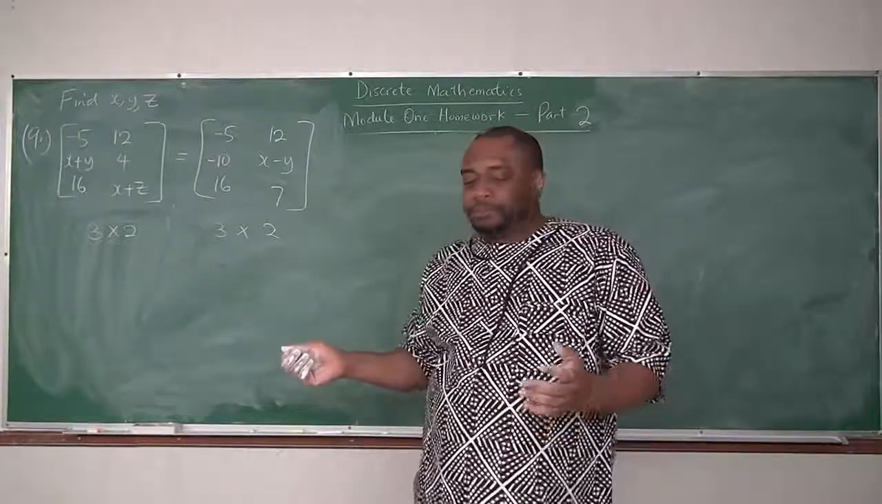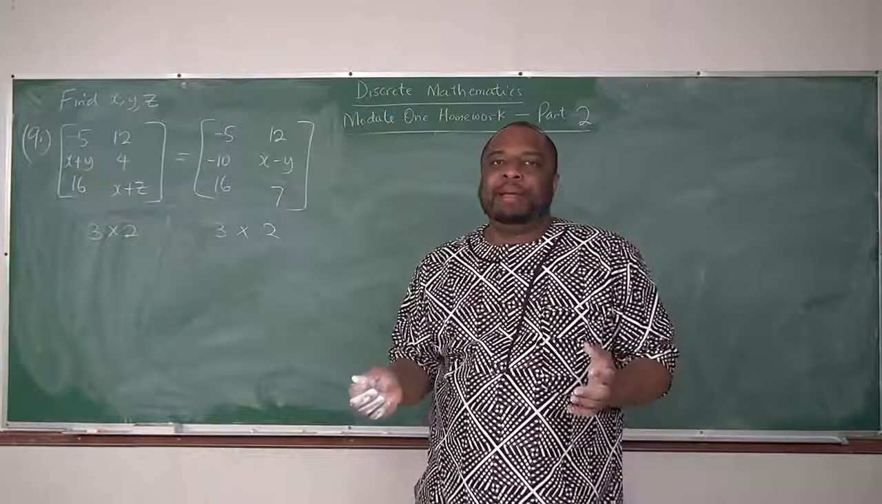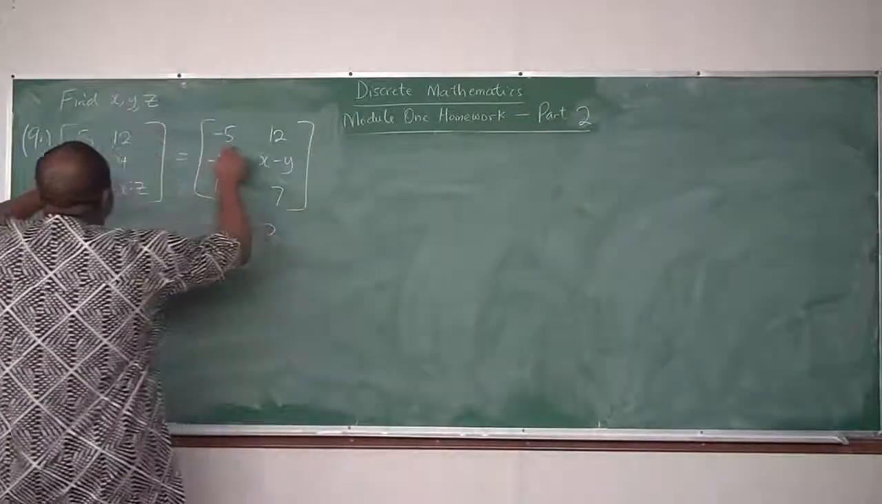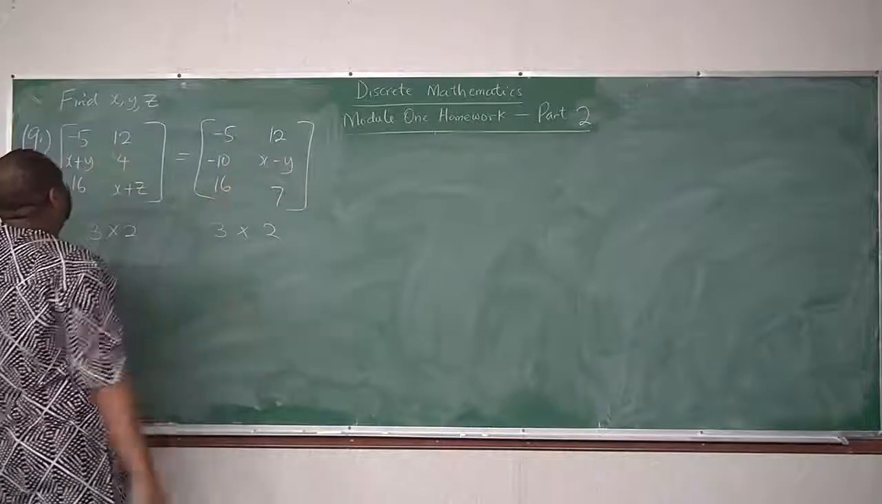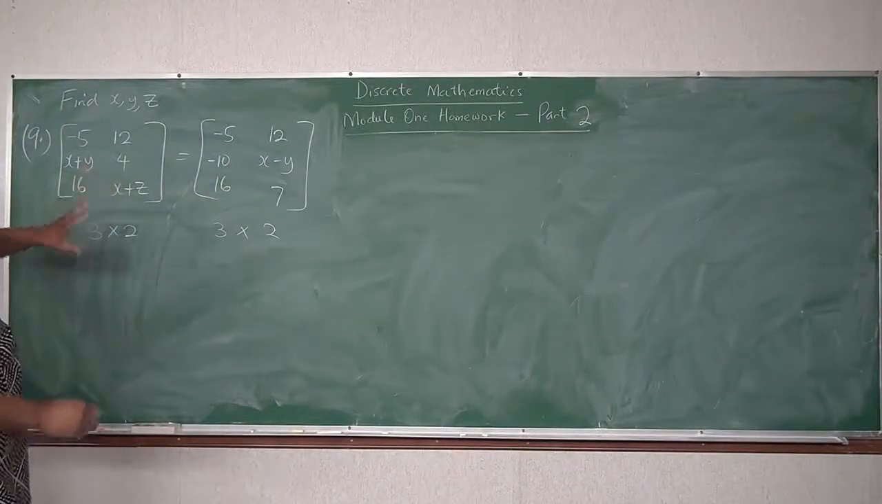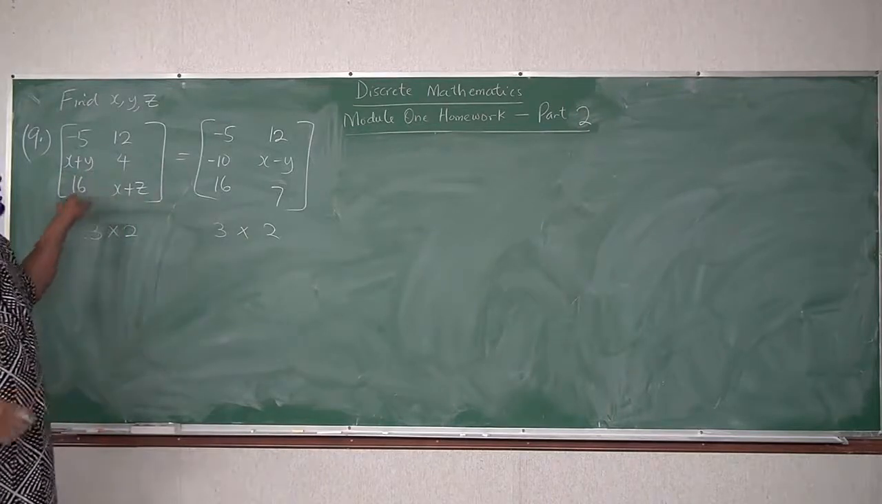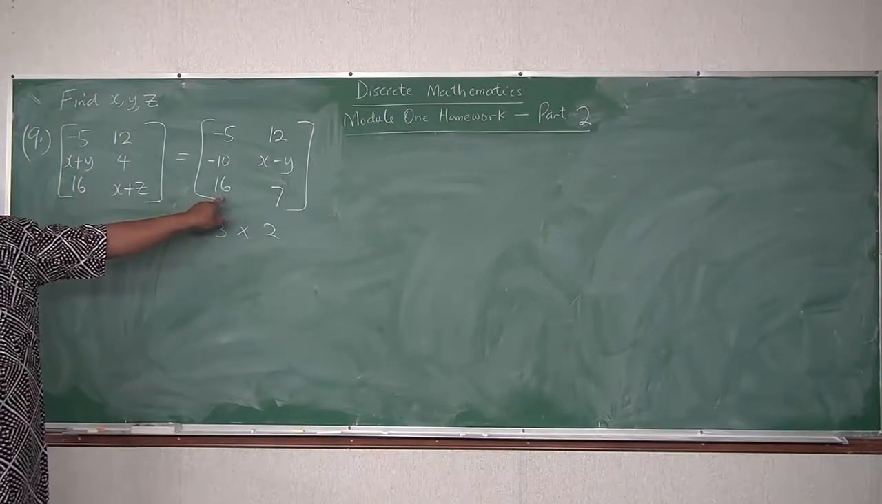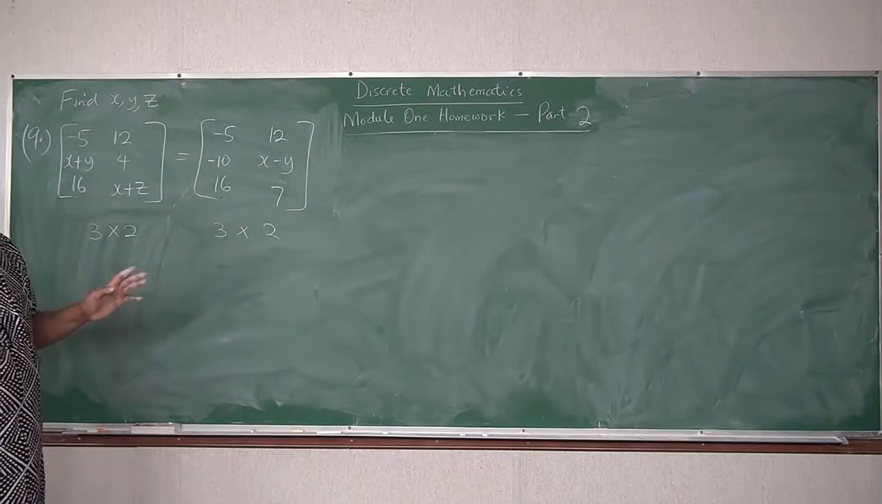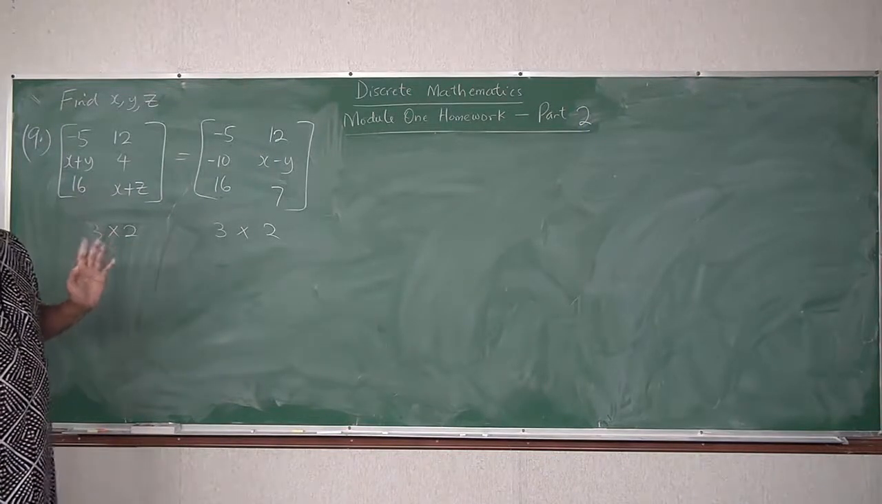And the corresponding elements must be the same. So we look at this: negative 5 is equal to negative 5, 12, 12, 16, 16, okay? So if we had maybe 16, 9, if we had 9 here, then no, it won't work. Corresponding elements must be the same.